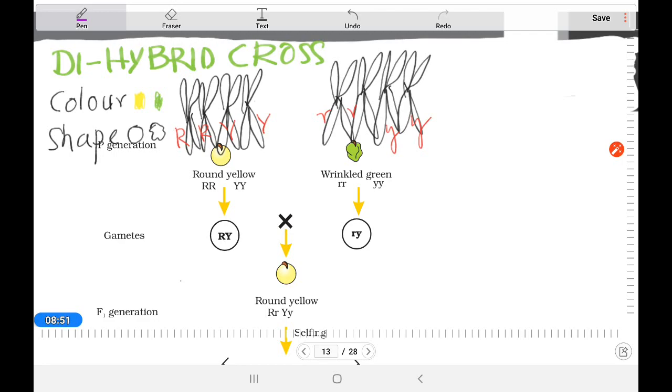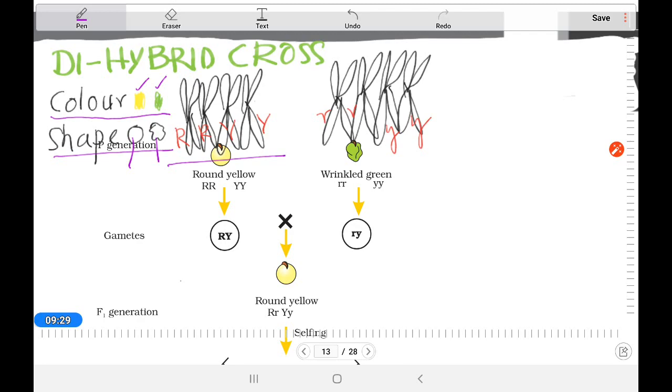Okay, dihybrid cross. Dihybrid cross means a cross between two parents differing in two pairs of contrasting characters. So look at the colour here. The contrasting characters are yellow and green, and the shape, round and wrinkled. Now you have to understand this part: all the genes are present on separate chromosomes. It means that here is the round.